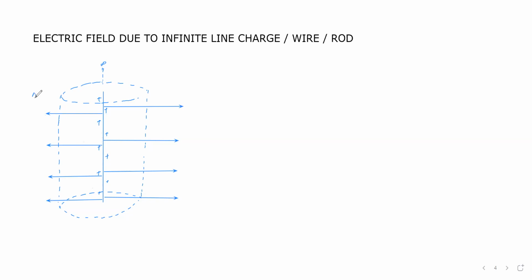The length of the cylindrical Gaussian surface is L. How many surfaces are there in this Gaussian surface? There are a total of 3 surfaces. This is your surface 1, this is your surface 2, and this one is your surface 3. Are you clear? All of you are understanding? Good. And now we are going to calculate the flux.